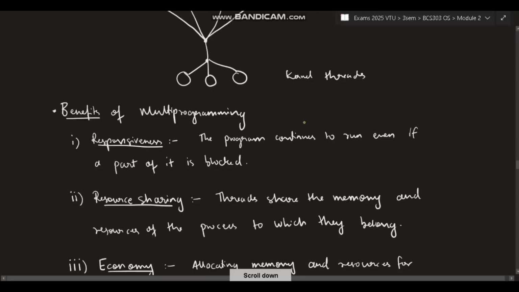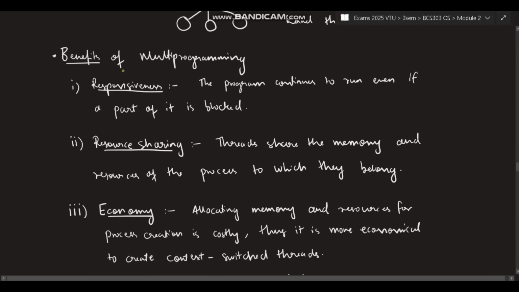What are the benefits of multi-threaded programming? It is responsive, which means the program continues to run even if one part of it is blocked. Because if one thread is connected to one kernel and that kernel is gone, the kernel will not be able to access this user thread, and vice versa, the user thread will not be able to access the kernel thread.